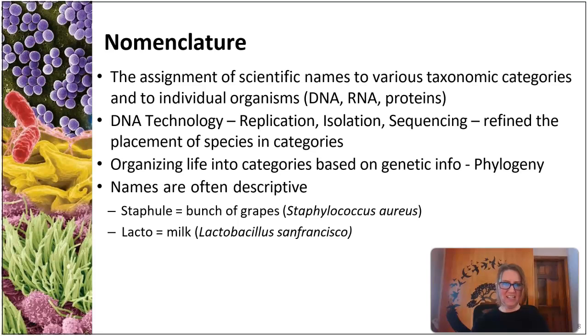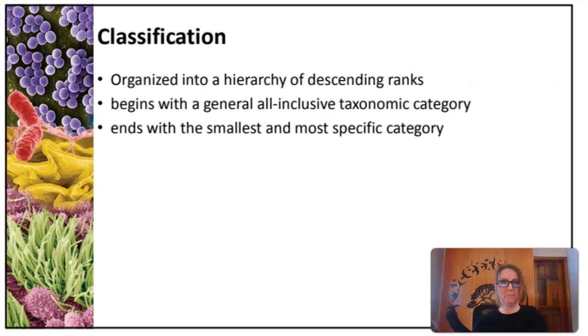Okay, moving on. You can see the names are often descriptive. So when you see Staphylococcus aureus, a very common skin bacterium, that staphylo comes from the Latin word staphule, meaning bunch of grapes. So anytime we have staph, it usually is relating to clusters of cells. Lacto, for Lactobacillus, is telling us lacto means milk. Bacillus is the shape of the cell. So it's giving us some indication of the features of the organism right in its scientific name.